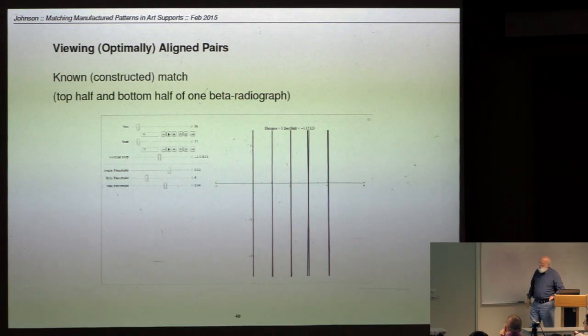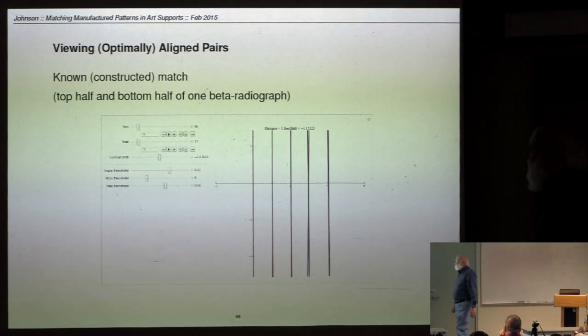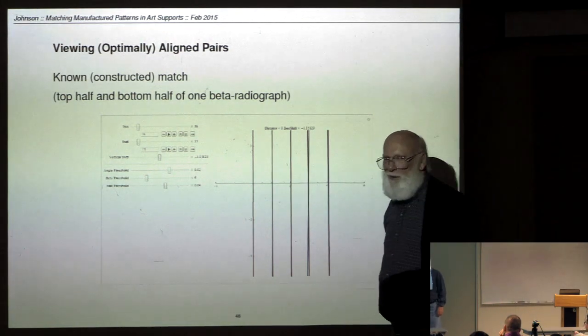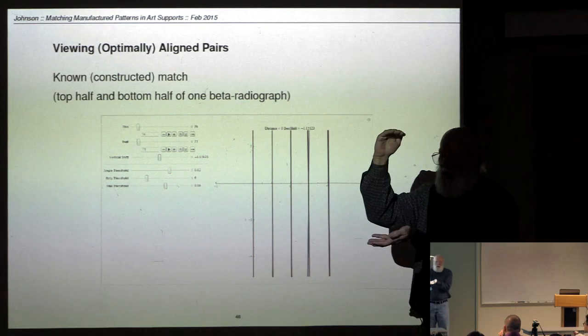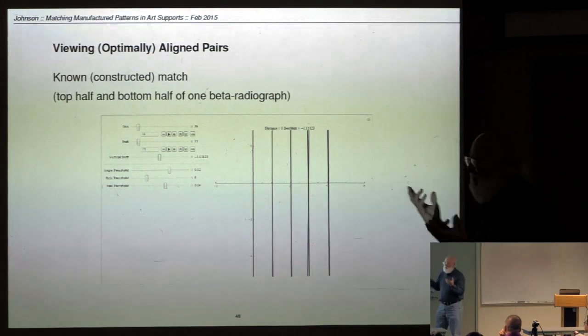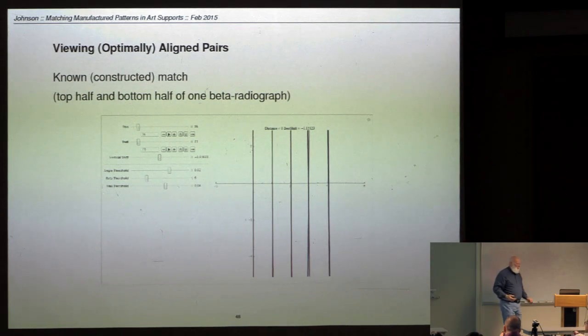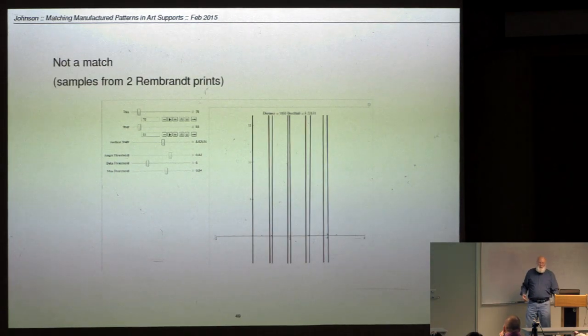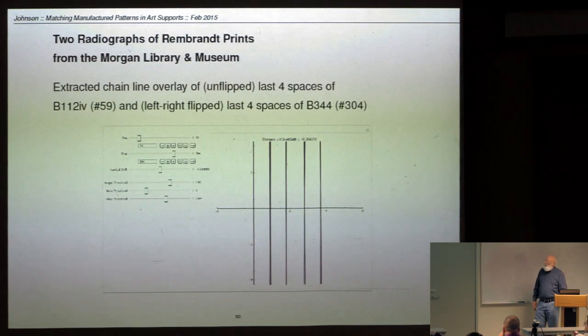So here's what they look like. So these are the marked chain lines. These two are known to match. They're constructed by taking one and cutting it in half, and then treating it as 2 pieces. So we know that they should overlap. This one, there's one that obviously doesn't. Okay. This is the interesting one.